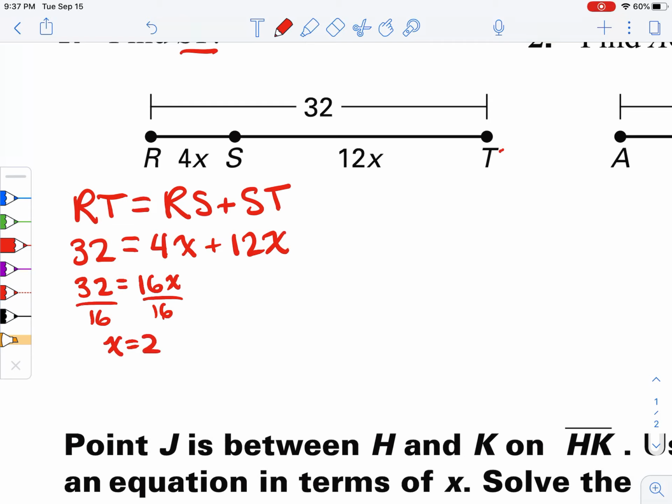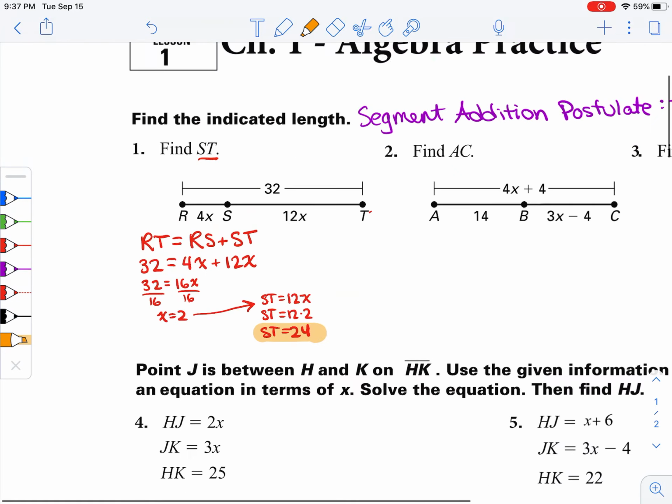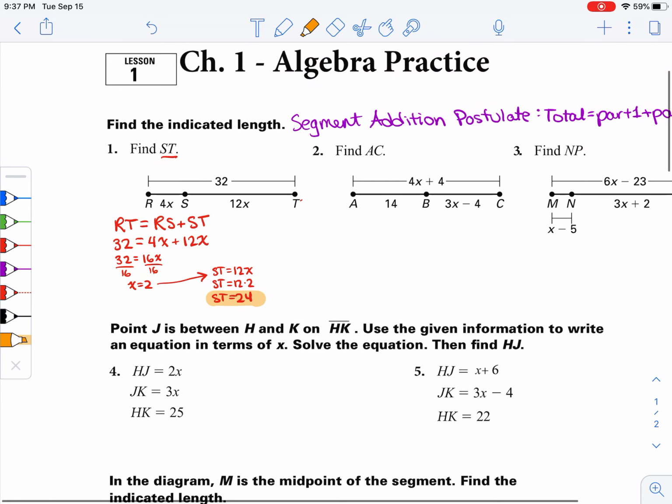Okay, and then I'd love to be done, but this did ask for the length of ST. So now I need to plug in ST is equal to 12x. So ST is equal to 12 times 2, means ST is equal to 24. So that's how you're going to do these problems. So 2 and 3 are going to follow the same. You'll set up your total equals part 1 plus part 2.